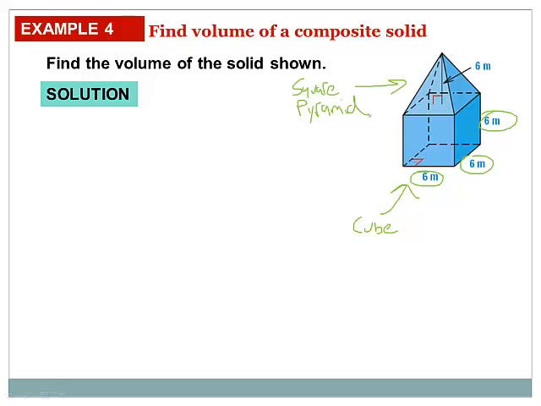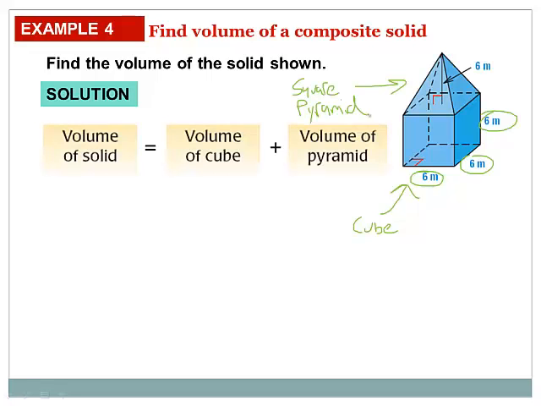Okay, so the solution is the volume of the solid is the volume of the cube plus the volume of the pyramid. So we know the volume of the cube is the side length cubed. We know the volume of the pyramid is 1/3 S squared, which is your big B because we know it's a square, times your height. So now all you do is plug in what you know, because you don't have to solve for any unknown part, because we already know the height of the pyramid.